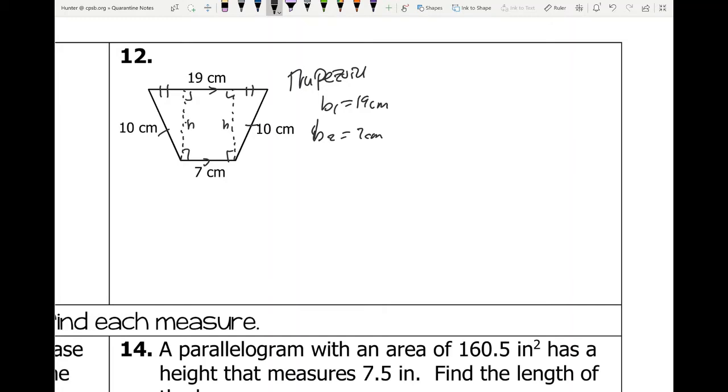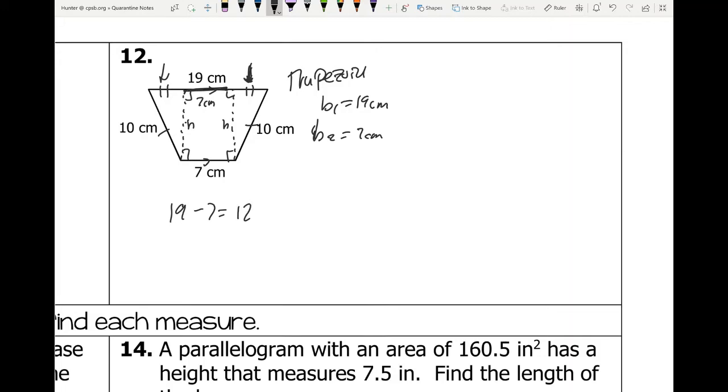But what I do know is I can use this side and this side to find H. Right? I can actually really only have to look at one of these triangles on the right. Now we use Pythagorean theorem to find H. But how do I find this little side that's congruent right here? So what I do know is that this portion right here of this 19 centimeter B1 is 7 centimeters. So if I subtract, 19 minus 7, I get 12.